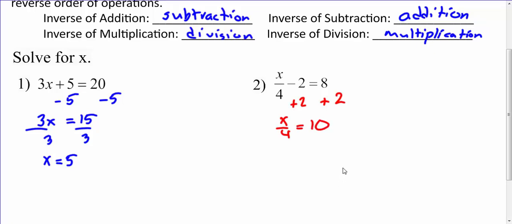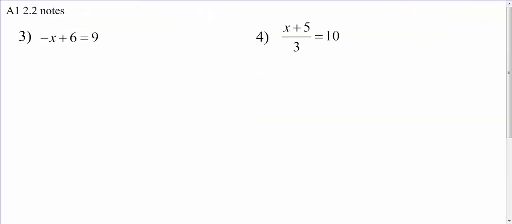All right, so here we go. x over 4 equals 10. We can multiply both sides of this equation by 4. That will knock out the 4's over here, just leave us with an x equal to 10 times 4, which is 40. Onward. All right, let's do number 3 together as well.